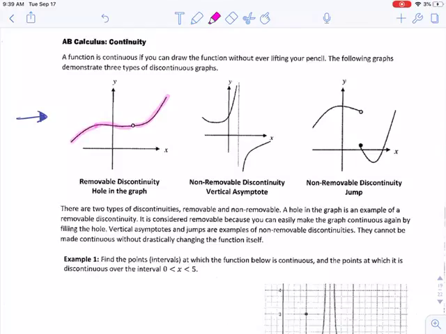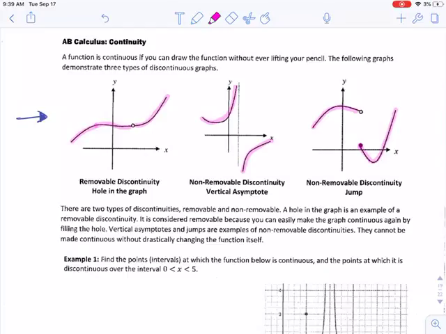Second one here, you have a vertical asymptote. I have to draw this piece of the graph, lift up my pencil, and then continue on with this second piece of the graph. So again, it's discontinuous at the vertical asymptote. And then the last graph is discontinuous. I get here, I have to lift my pencil, draw the circle, jump down here, continue on, and sketch this piece of the graph. So all three graphs listed here are discontinuous graphs.